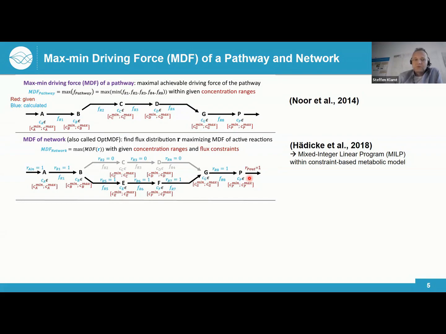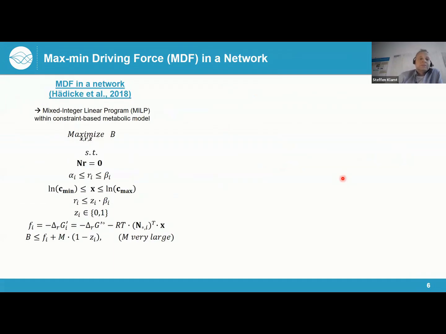MDF, right? So what we get in the end is a flux distribution R together with metabolite concentration ranges that fulfill these flux constraints and that have the highest MDF of all possible pathways in the network. So we have shown that this can be solved, or that this flux distribution together with the MDF can be found by mixed integer linear programming within a constraint-based metabolic model setup. So this is shown here.